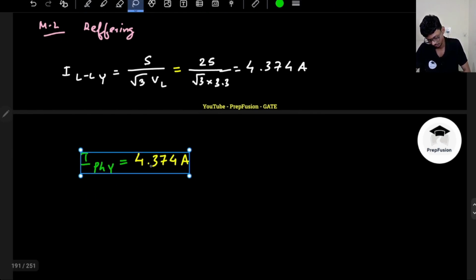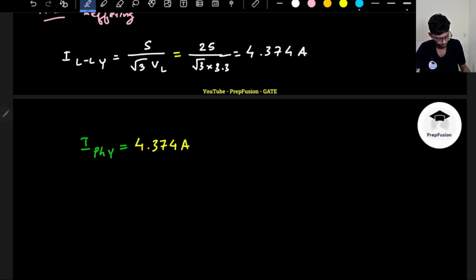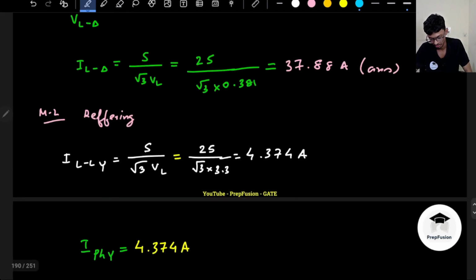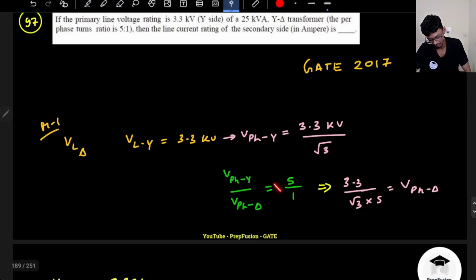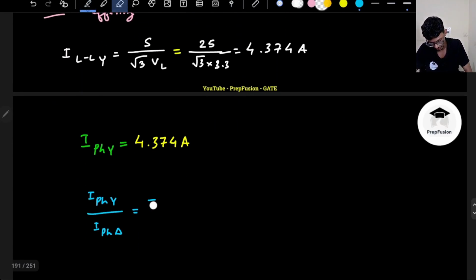Okay, 4.374 ampere. This is the phase current only. Now what we need to do is, we can do one thing, that I will refer it to the secondary. So I know the phase current ratio will be the inverse of the turns ratio, right? So I phase Y upon I phase delta will just be inverse of the turns ratio. So turns ratio is 5/1. That will be inverse basically. 1/5 will be equals to, I know what is my I phase star.